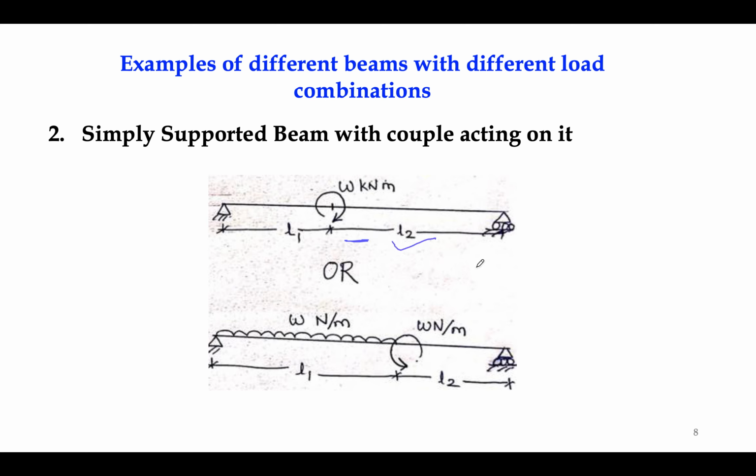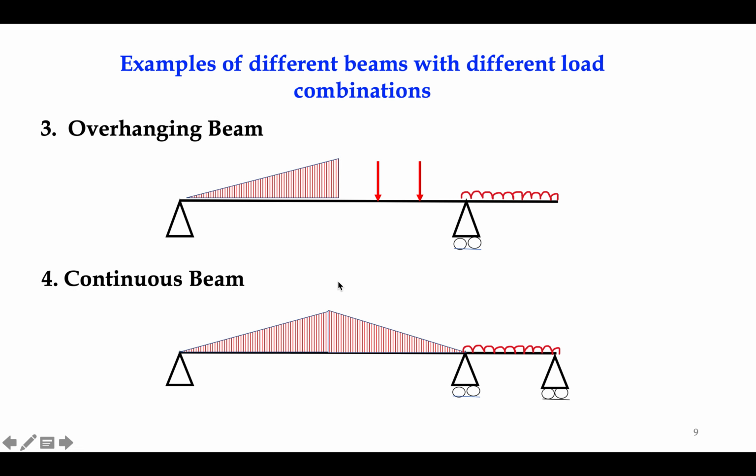Even in GATE such questions are there. And here a simply supported beam with a couple acting on it and the UDL also. So a combination of loads can be there. Then this is an overhanging beam with a combination of loads. So here you can see a uniformly varying load and then a point load and UDL, and a continuous beam with a combination of loadings. Now coming to the types of supports.